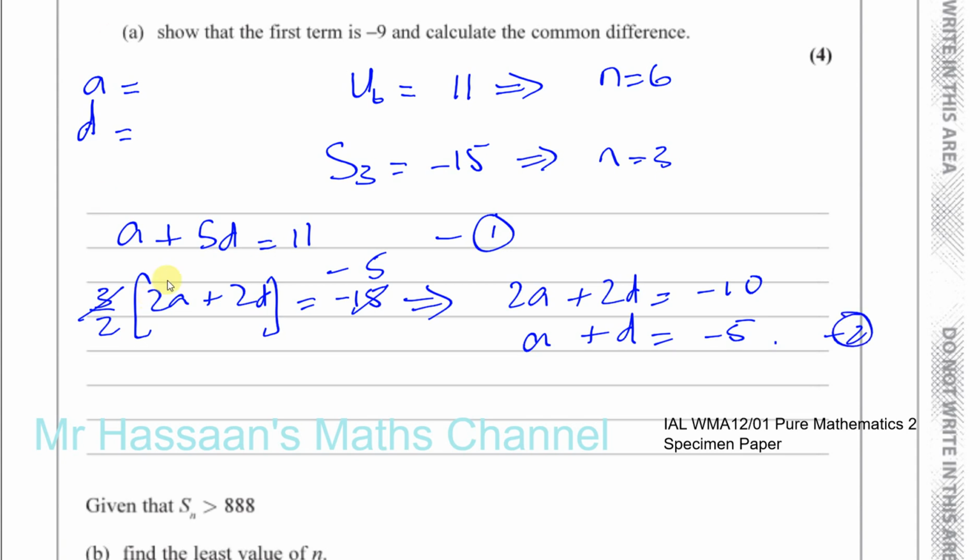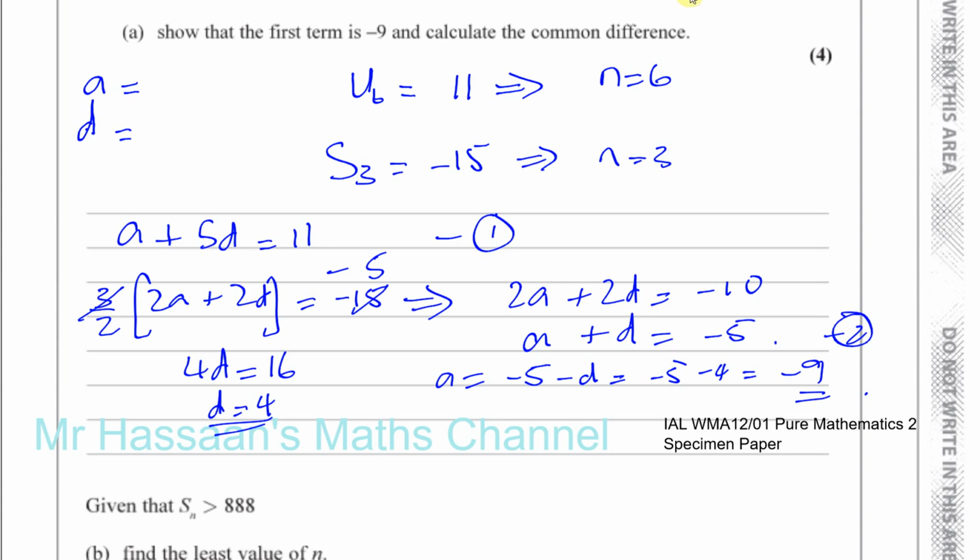We can say equation 2 minus equation 1. So we're going to have 5d minus d, which is 4d, equals 11 minus minus 5, which is 11 plus 5, which is 16. So d is equal to 4, and therefore a is equal to minus 5 minus d, which is minus 5 minus 4, which is negative 9. So we've shown that the first term is minus 9, and we've also found that the common difference is 4.